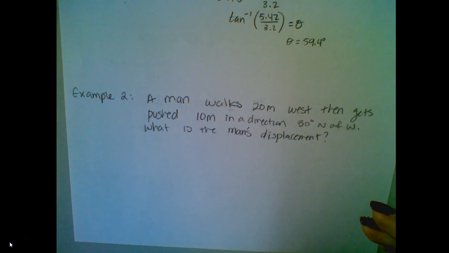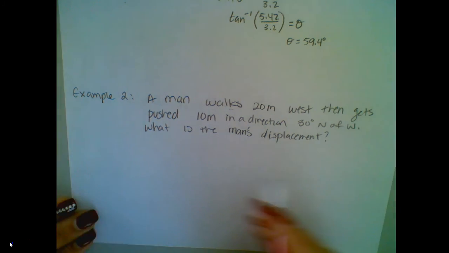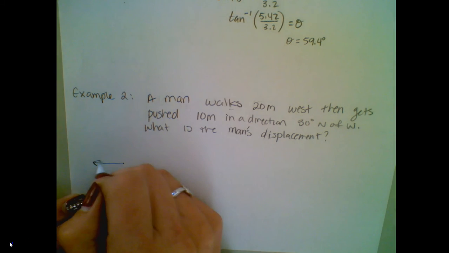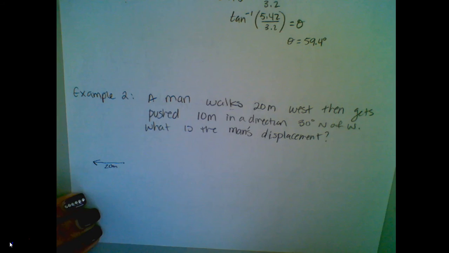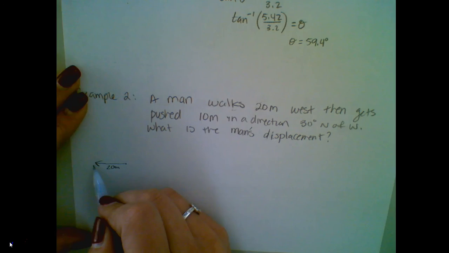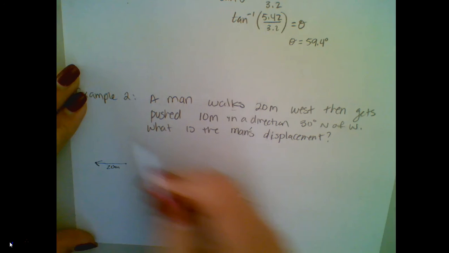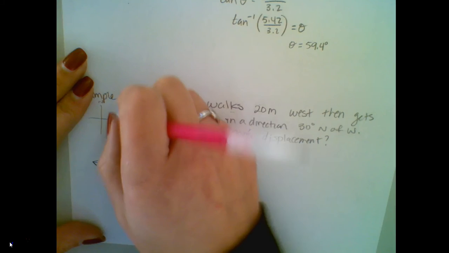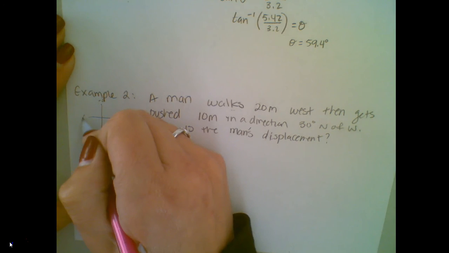So off of this end, I'm going to go ahead and draw my 30 degrees and he said he went 10 meters in that direction. So his actual displacement is from this starting point to this end point. So our result vector looks something like that. Okay. So what I'm going to do, same process as before. They say, what is the man's total displacement?